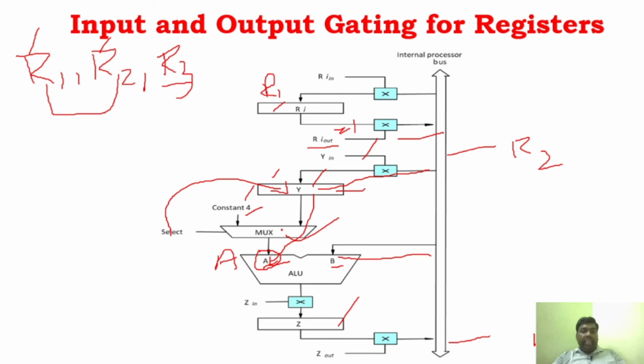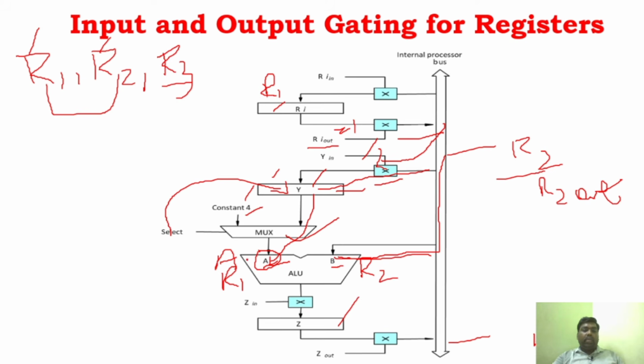And parallelly, understand one thing very clearly. Once the data from R1 is saved in Y in, the R2 out will be enabled parallelly. So R2 out will be enabled here, and it will be sent to this particular B directly. Now you can see R1 is present in A and R2 information is present in B.